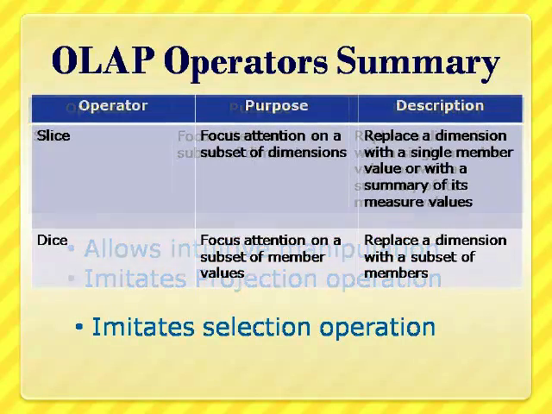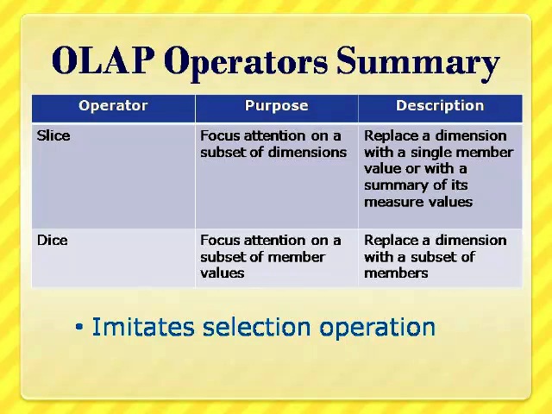Another kind of operator is dicing, which imitates the selection operation of relational algebra, sigma, whereas slicing imitates the concept of projection operator, that is pi of relation. The purpose of dice operator is to focus attention on a subset of member values. That means we can replace a dimension with a subset of members, which is nothing but a selection operator.